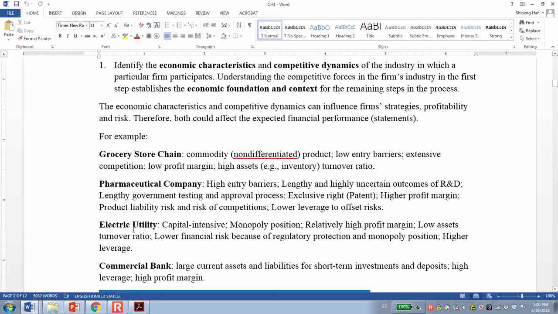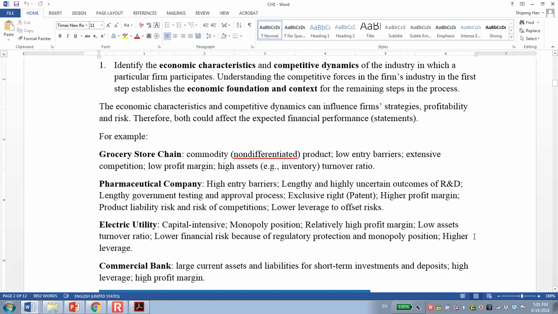Also the electric utilities, right? Capital intensive, monopoly position, relatively high profit margin, low asset turnover. The reason is this industry needs huge initial investments, and has lower financial risk because of regulatory protection and a monopoly position, so higher leverage, because they can borrow money from banks. Why? Because they are protected by the government, so they have lower bankruptcy risk.